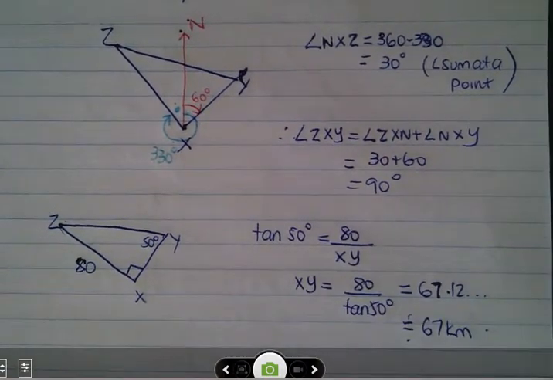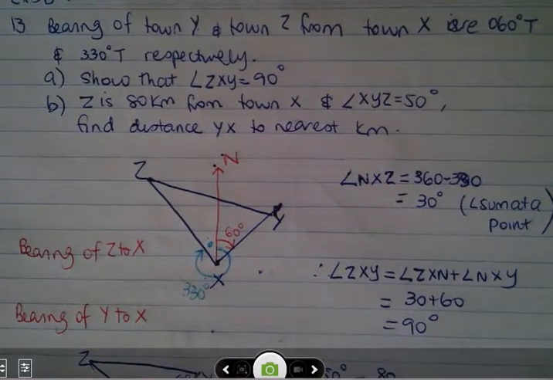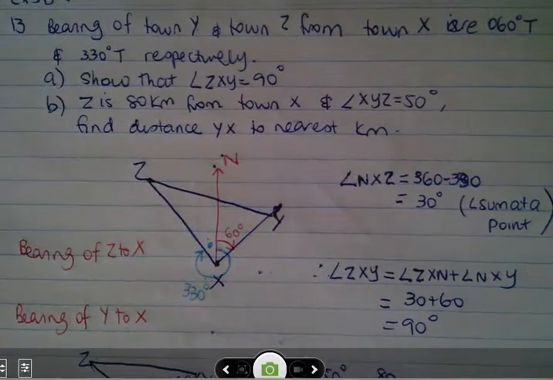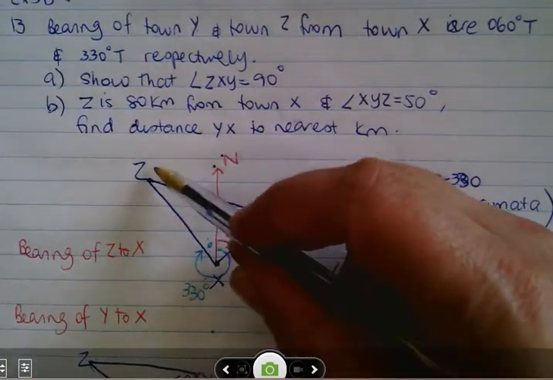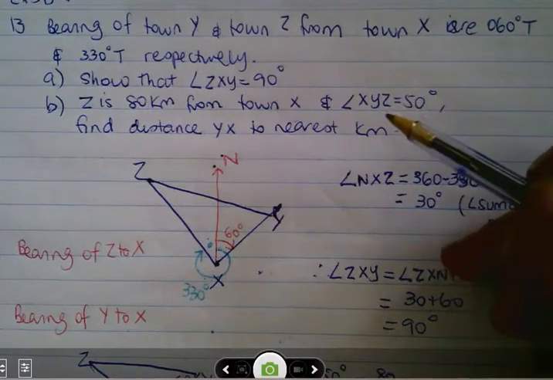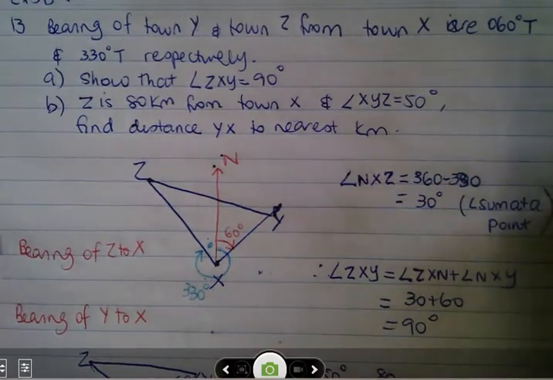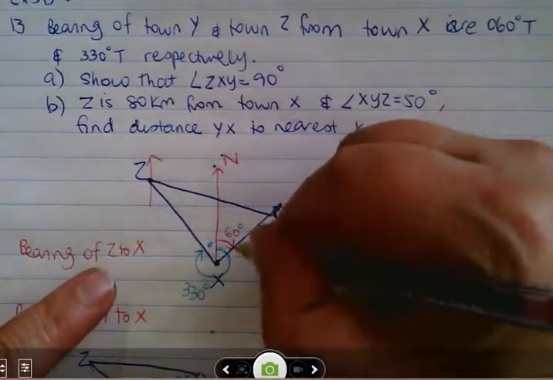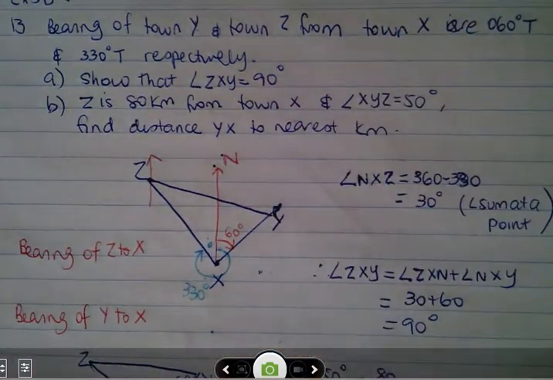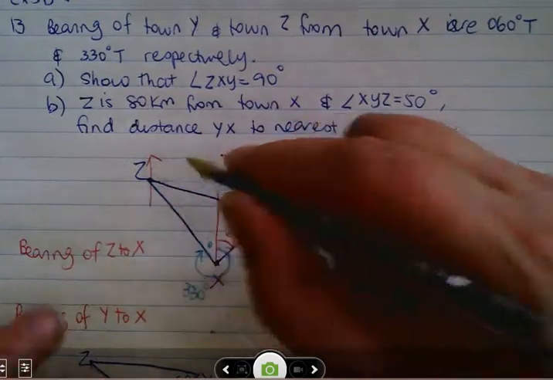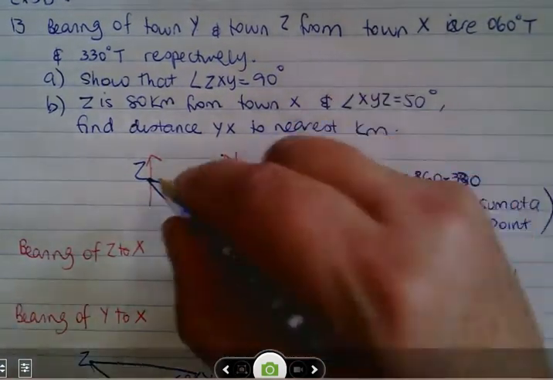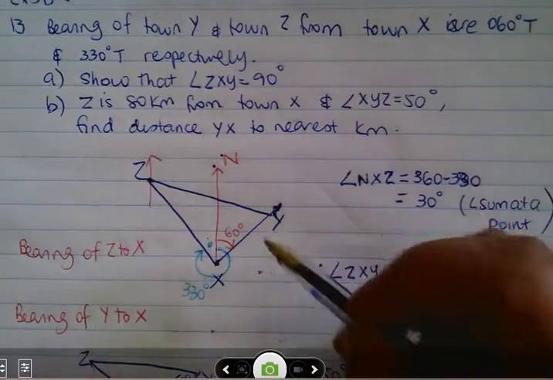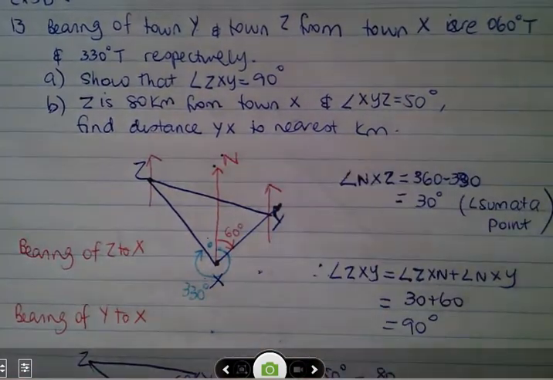Now, you were given the bearing of Y from X and the bearing of Z from X. Can you give me the other bearings? I want the bearing of Z to X, or the bearing of X from Z, and the bearing of Y to X. See if you can tell me what they are.